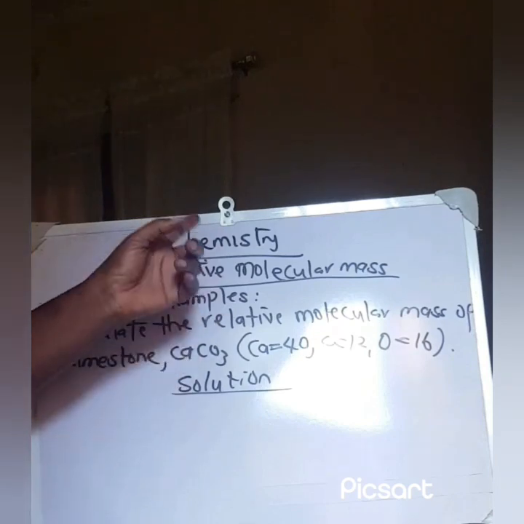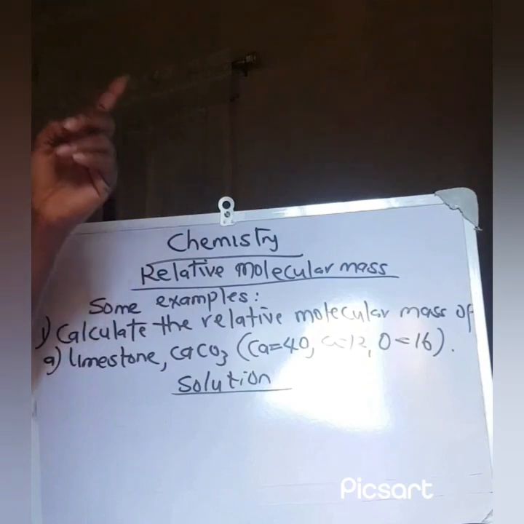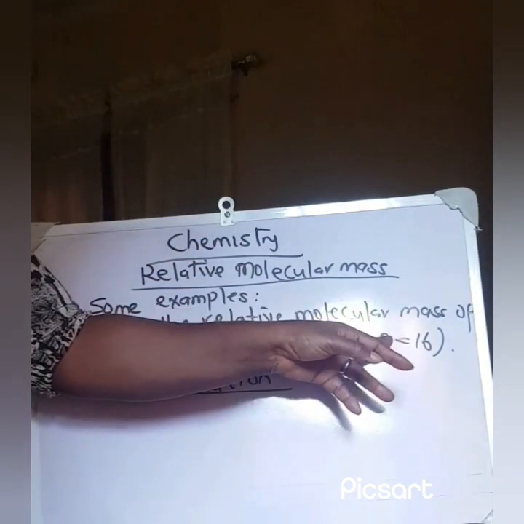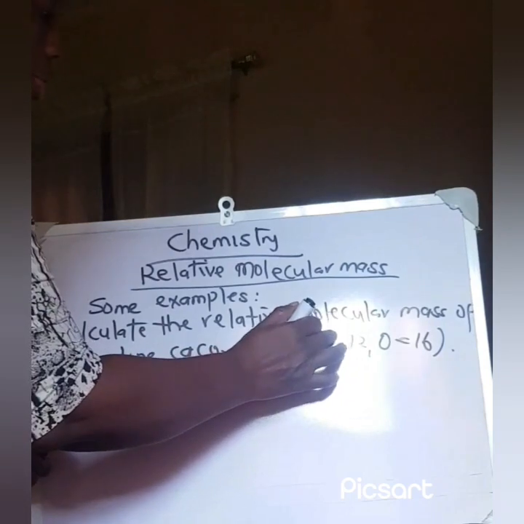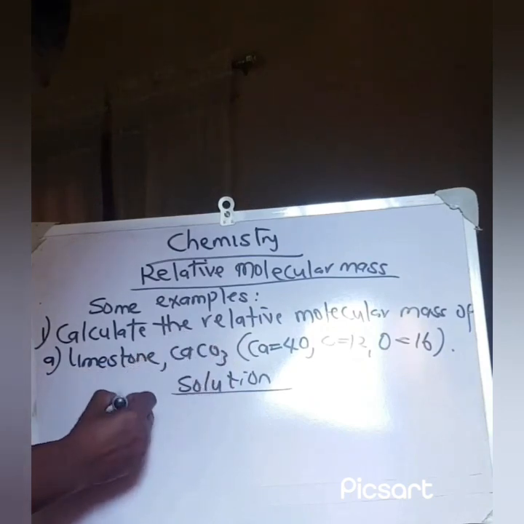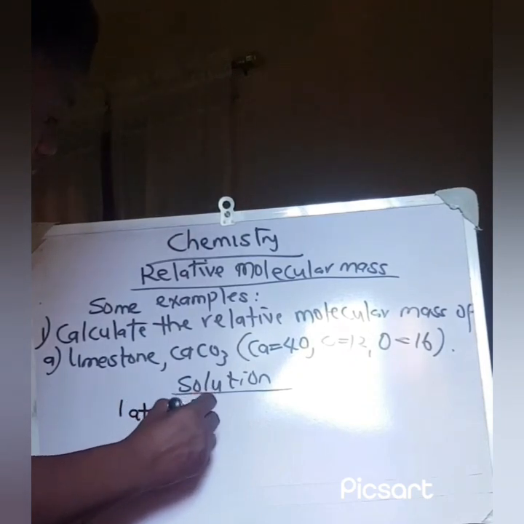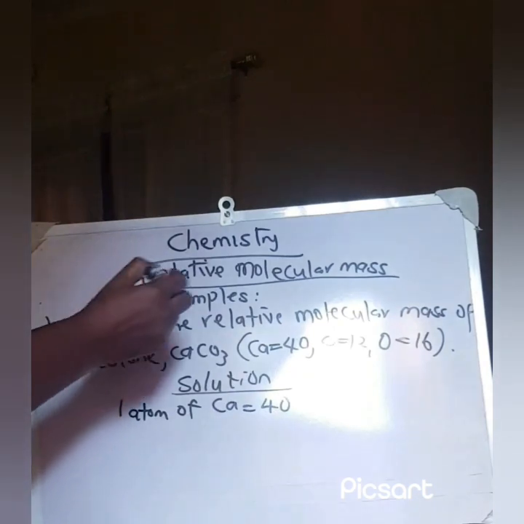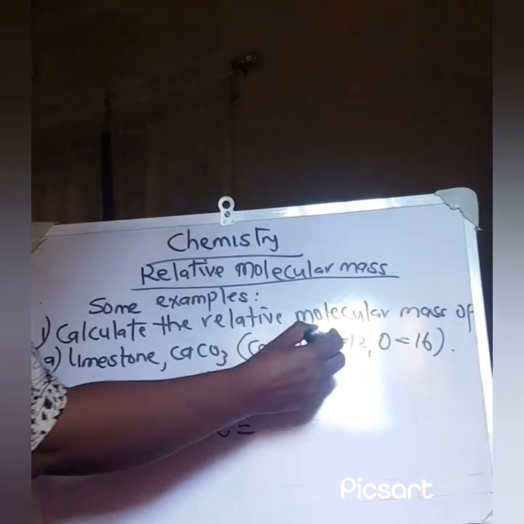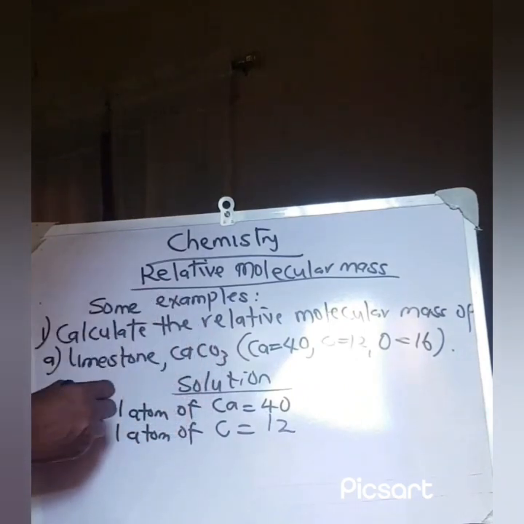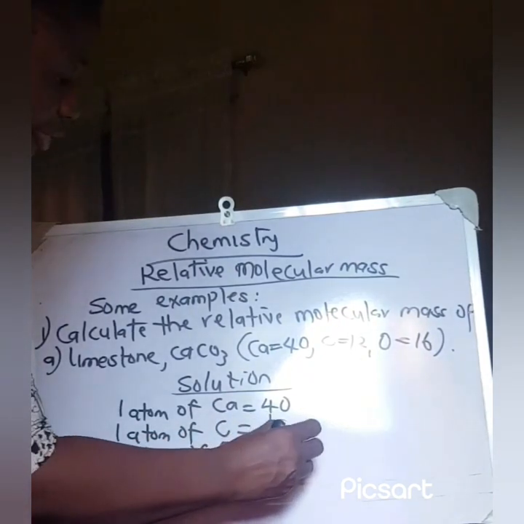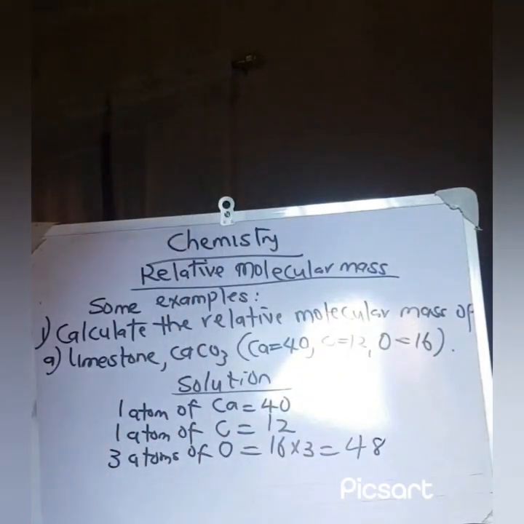In chemistry, to calculate relative molecular mass, they must give you the atomic mass of each of the elements. So the atomic mass of calcium is 40, that of carbon is 12, and oxygen is 16. So let's solve it. First of all, we have one atom of calcium, which is 40. We have one atom of carbon, which is 12. Then we have 3 atoms of oxygen, so 16 times 3, which gives us 48.